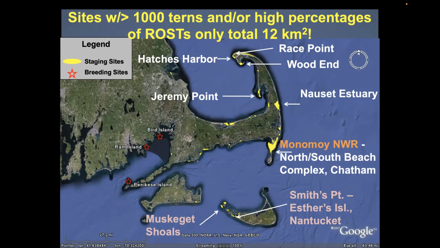Now, the other two areas which I didn't mention yet are Jeremy Point and Nauset Estuary. Those have been fairly important areas in the past, but don't seem to be as important anymore. Nauset Estuary, when we first started working there back in the late 2000s, we once had a flock size we estimated up to 14,000 birds. But more recently, I've only been getting flocks between 500 and 1,000 birds down there. So something's changed. The sand lance, I guess, aren't in that close to shore, and the birds aren't using it as much as they used to. Next slide, please.